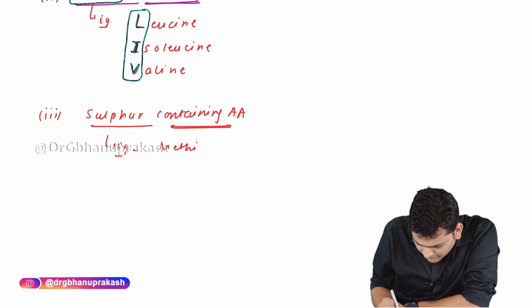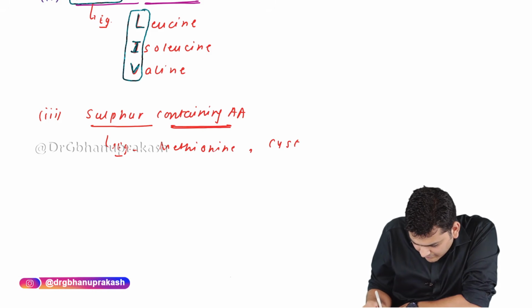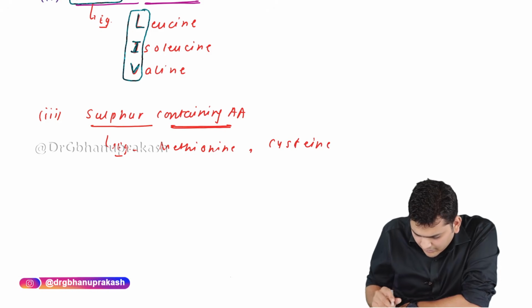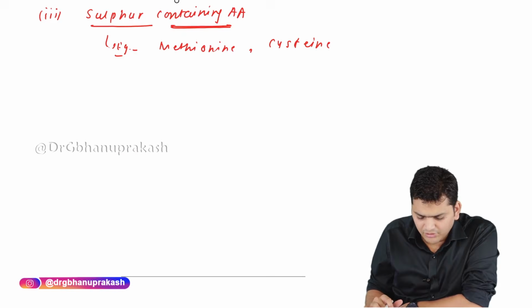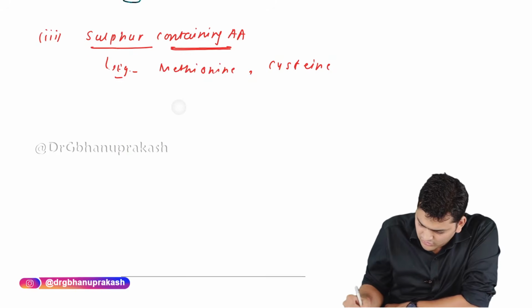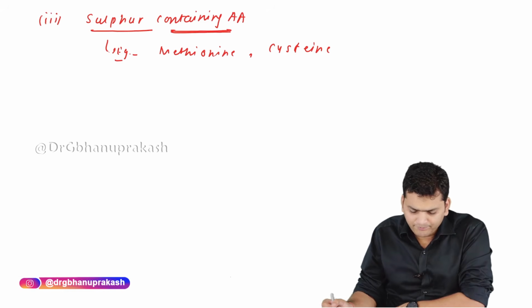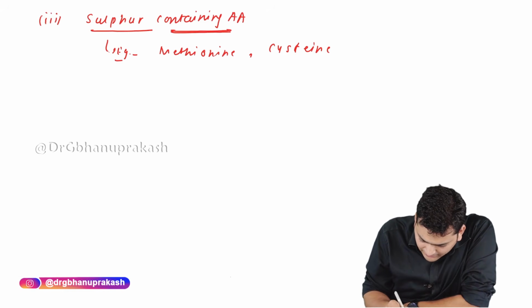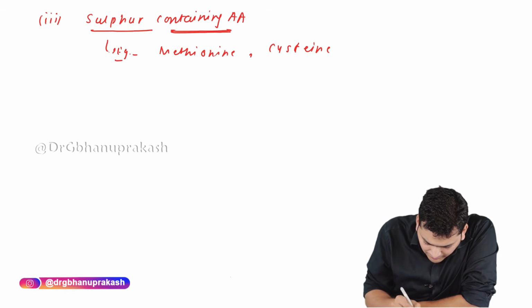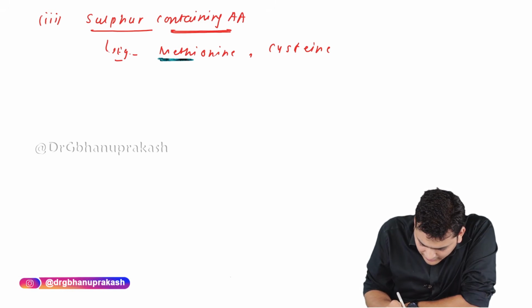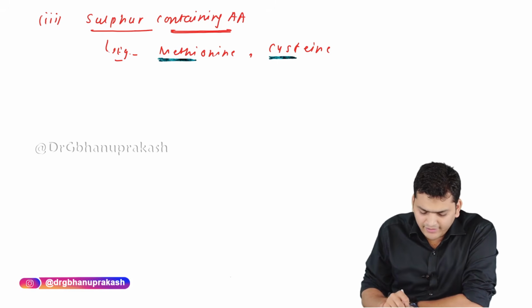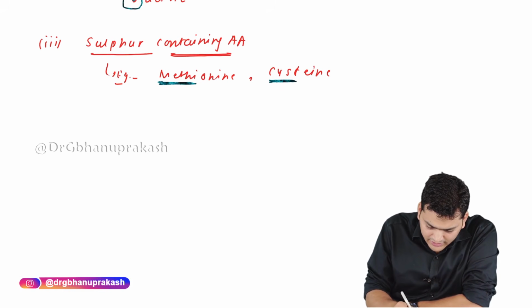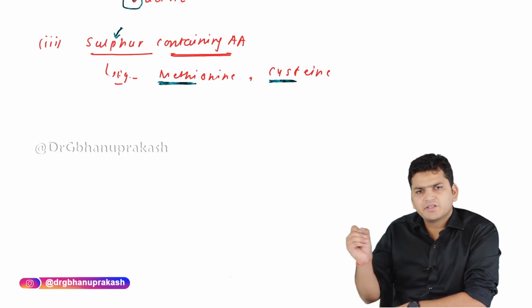Methionine and cysteine. Methionine and cysteine are the sulfur containing amino acids. So, remember it. We can remember like this: meaty cyst. Meaty means sweet. What is there inside the meaty cyst? It is sulfur. Meaty cyst.